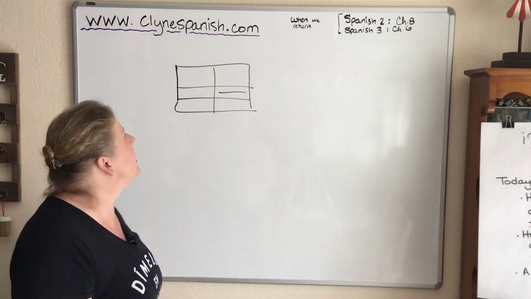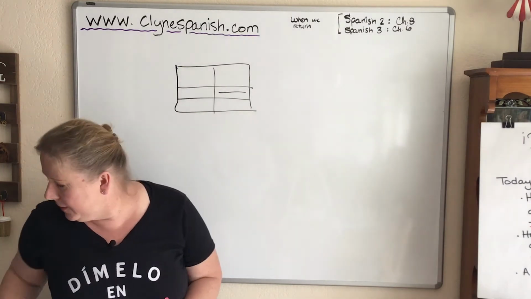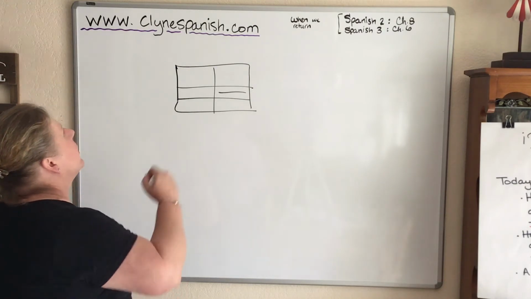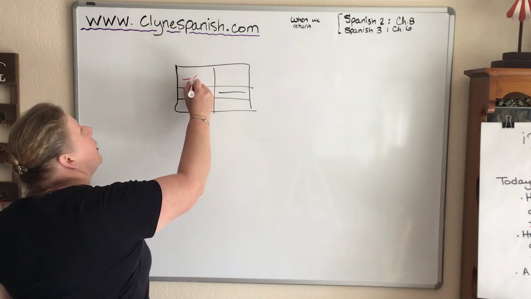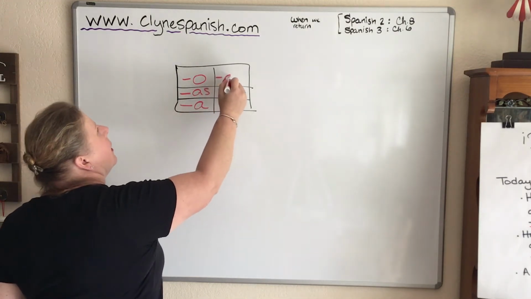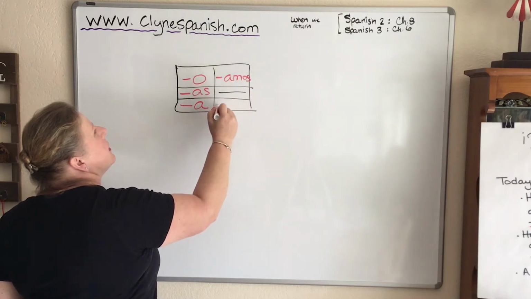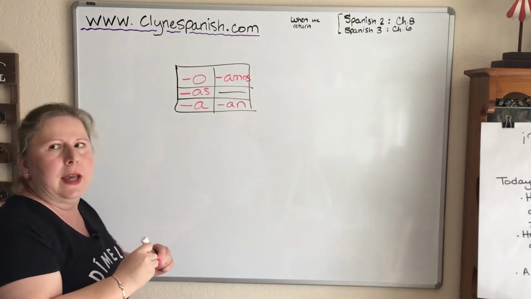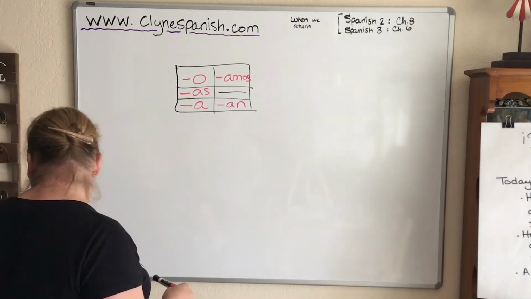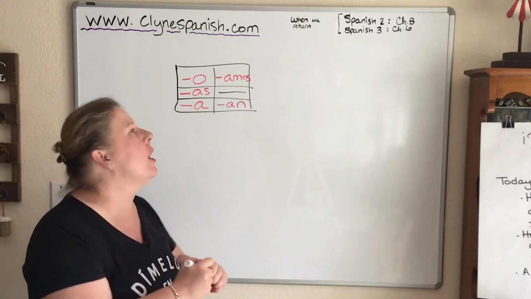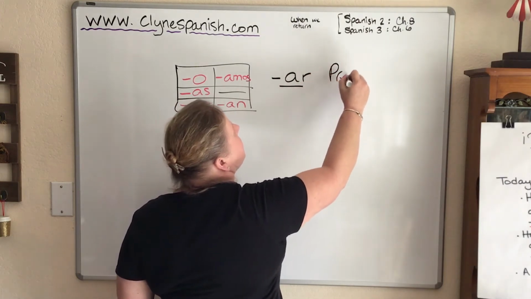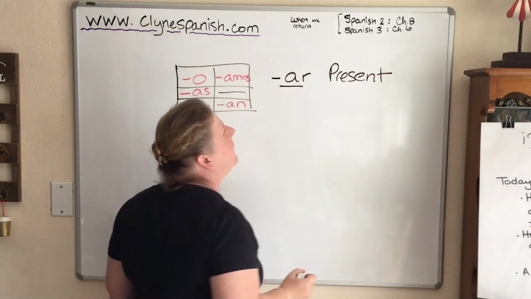All right. So let's begin with our AR verbs. For our AR verbs, the yo form, o, as, a, amos, and an. Okay, so what are these? What am I even doing? These are the endings for an AR verb in the present tense. So what exactly does this mean?